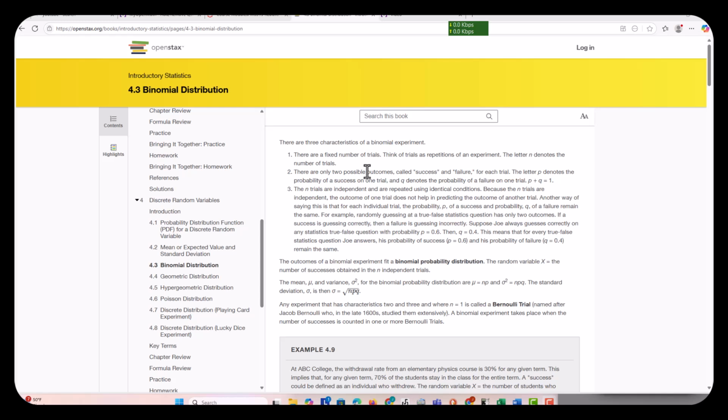And there are only 2 possible outcomes, hence binomial, bi. Each outcome is called a success or a failure. The letter p denotes the probability of a success in one trial, and q denotes the probability of failure. And notice that p plus q has to equal 1.